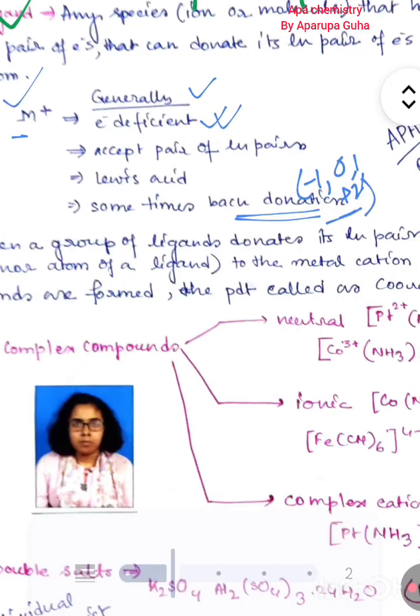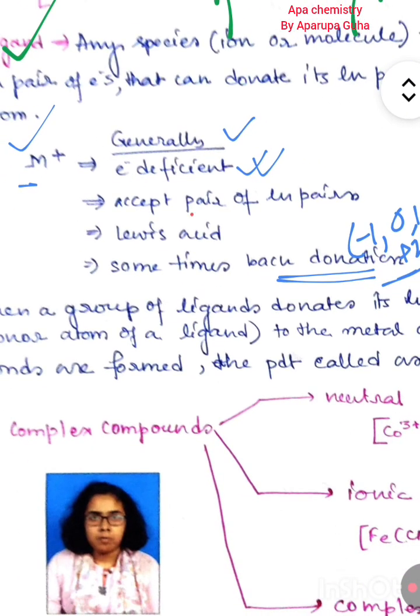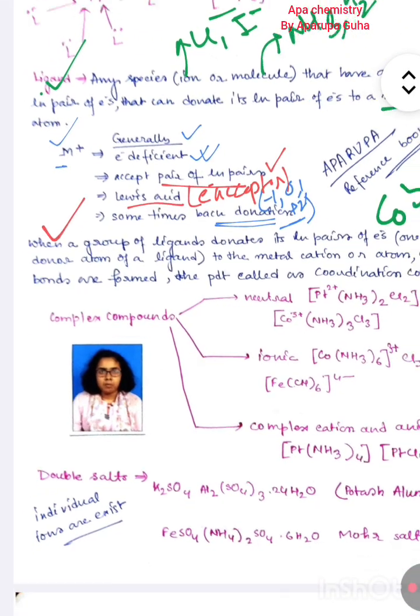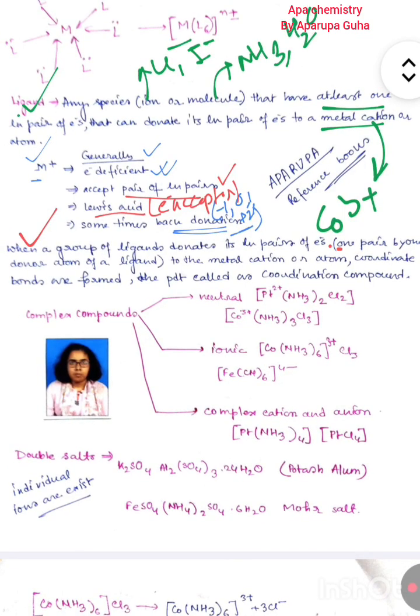Okay, and also this metal accepts the pair of lone pairs, obviously I tell, and that should behave as a Lewis acid. Lewis acid means electron acceptor. Lewis base means electron donor. Okay. Now, when a group of ligands donates its lone pair of electrons, maybe one pair of lone pair, to the metal cation or atom, coordinate bonds are formed. I already tell there must be a coordinate bond. No covalent bond, no ionic bond. वहाँ पर कोई भी कोवैलेंट बॉन्ड या फिर आयनिक बॉन्ड नहीं होता है, वहाँ पर सिर्फ और सिर्फ कोऑर्डिनेट बॉन्ड होता है. And the product is called coordination compound.